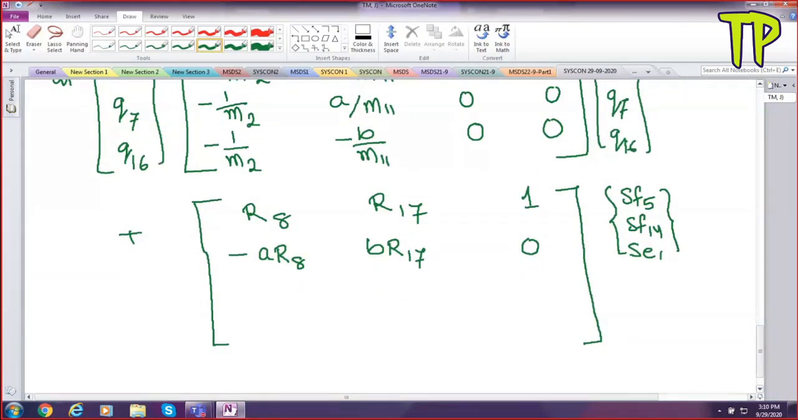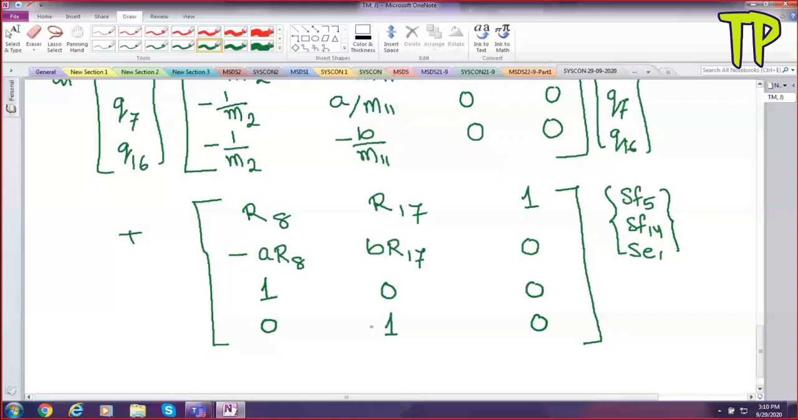So here we have SF5, 1, nothing else is present, only 1 times SF5 is present. The second equation, we have SF14 present, SF5 and SE1 are absent. And the multiplying factors are 1. So we have got our equation.